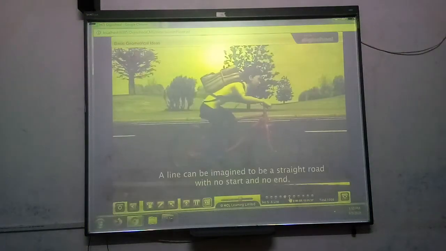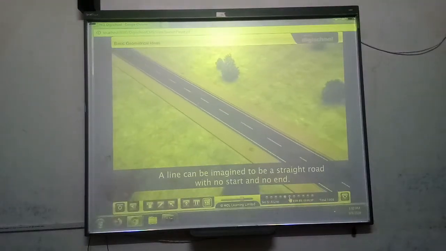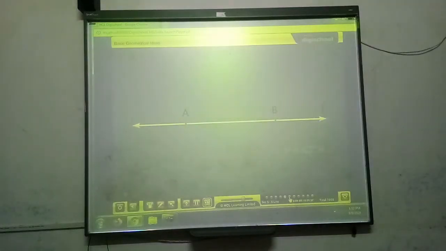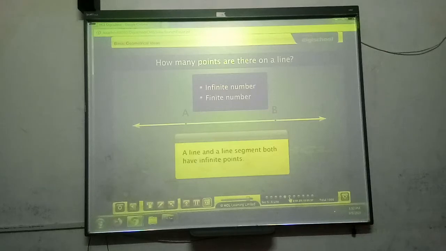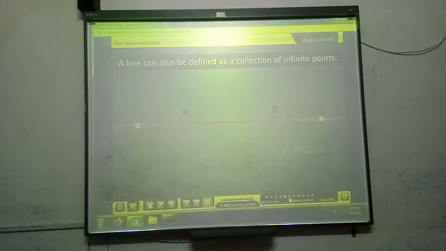A line can be imagined to be a straight road with no start and no end. Now, here is a quick question. How many points are there on a line and a line segment? An infinite or a finite number? A line and a line segment both have infinite points. A line can be defined as a collection of infinite points.